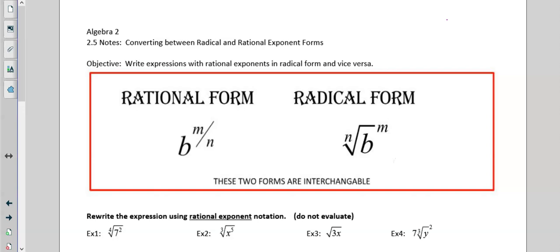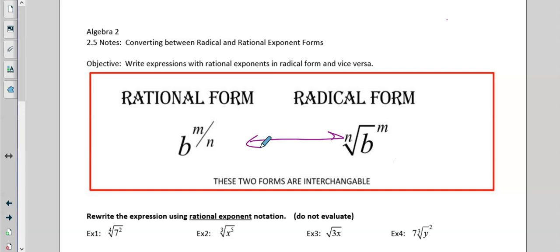All right, 2.5, converting between radical and rational exponent forms. So on the left you have rational form, which is something taken to an exponent, a fractional exponent, and radical form is with a radical, be it a square root, cube root, whatever, okay? These are interchangeable. You can convert back and forth between the two.